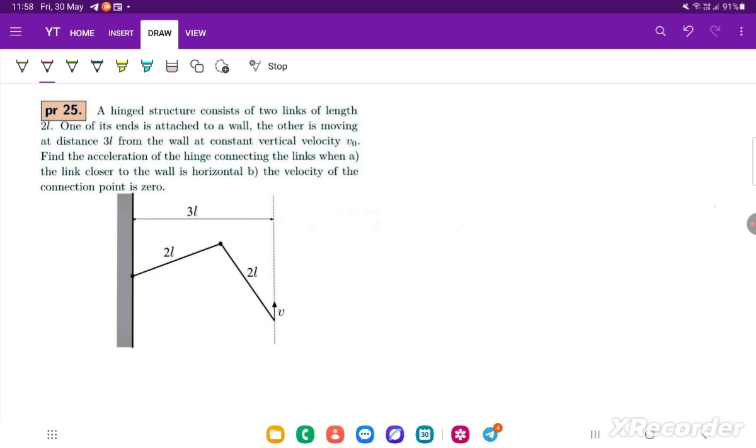A hinge structure consists of two links of length 2L. One of its ends is attached to a wall. The other is moving at a distance 3L from the wall at constant vertical velocity v0. Find the acceleration of the hinge connecting the links when we are given two cases. First case is the link closer to the wall is horizontal. This link is horizontal. And second case is the velocity of the connection point is 0.